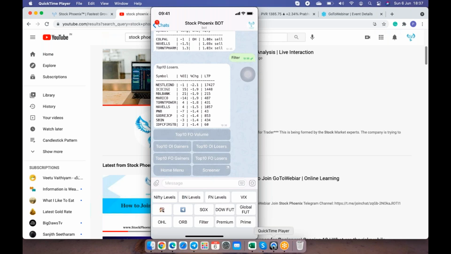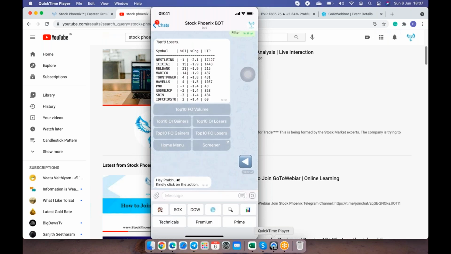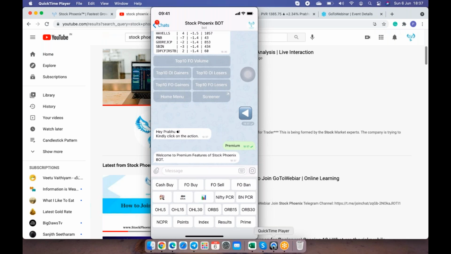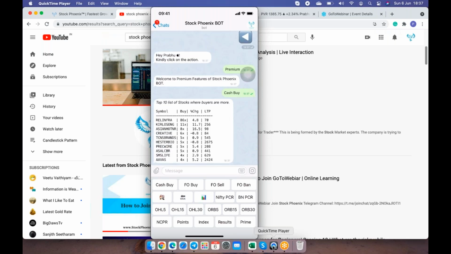Then you have something called the bottom side premium. You can see here, you can go back also, or you can click on premium. When you click on premium, the entire options of the bot will change. There's a feature called cash buy. So what does this feature do? It simply tells you where a huge amount of buying is getting accumulated when compared to selling.